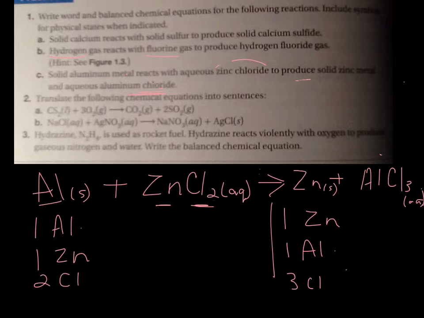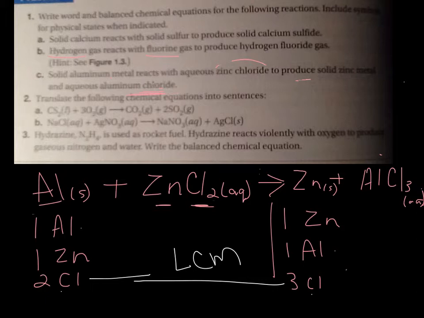where we're going to put our coefficients, right out in front. Okay, so we just want the numbers that are out in front. Let us figure out what numbers. So if we have 1 aluminum over here and 1 over here, our problem seems to be our chlorine, right? We have 2 over here and 3 over here. So we're going to find that least common multiple, which would be 6.